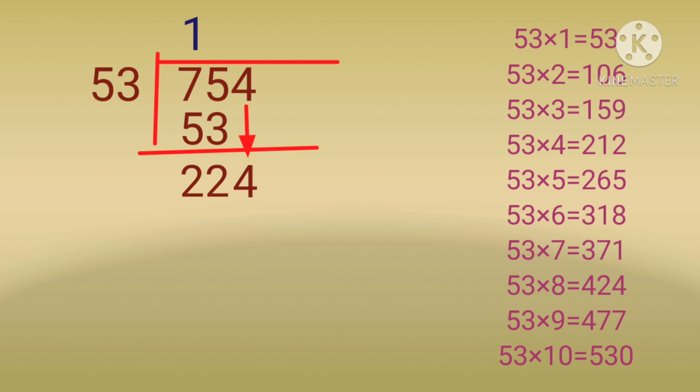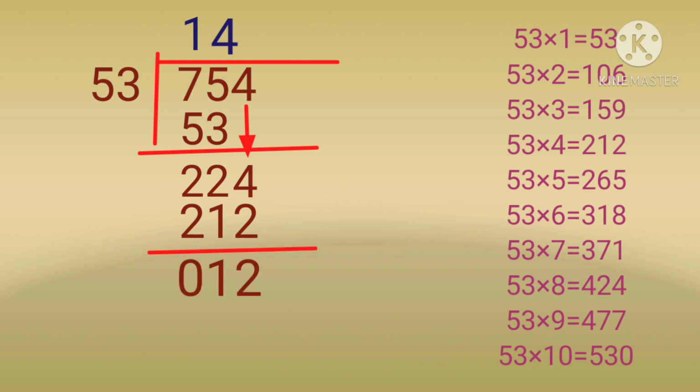Again, look at the table of 53. How many times will it go? Okay, 4 times, isn't it? So, 53 into 4 is equal to 212. Now, subtract. Yes, you get the remainder as 12, isn't it? So, the quotient is 14 and the remainder is 12.